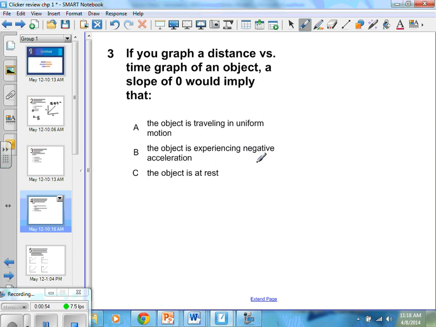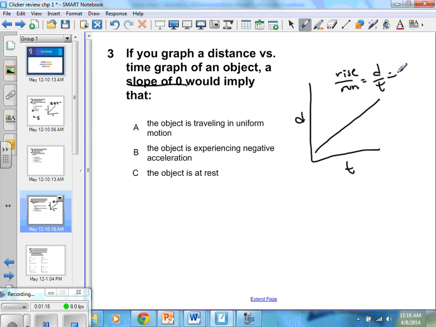Number 2, we skipped. Question 3, if you graphed distance versus time, so if we look at d versus t, what would the slope of 0 mean? Well, first of all, what is the slope of a d versus t? Same method we used last time, rise over run gives me d over t. D over t, distance or displacement over time, gives me speed or velocity. So if the slope is 0, that tells me the object's not moving. It has a speed of 0, so the object is at rest.